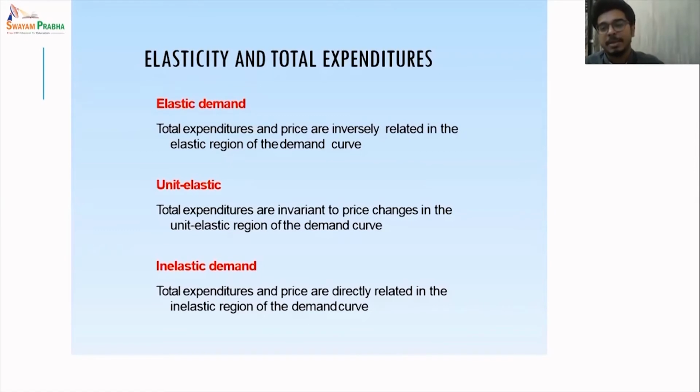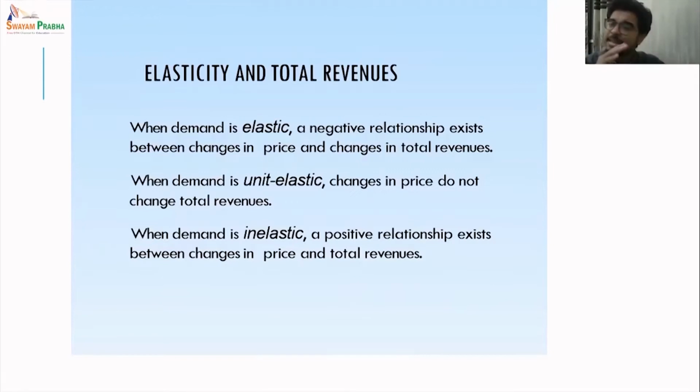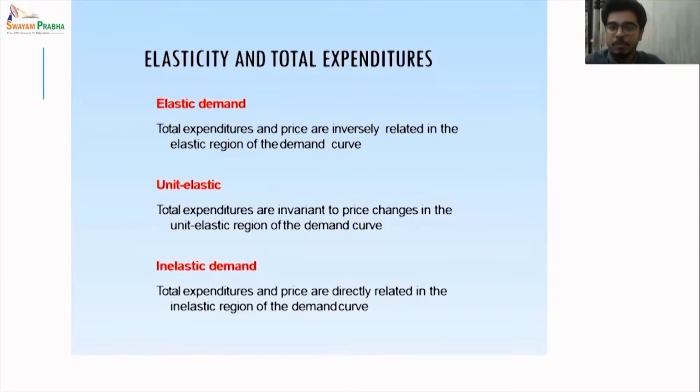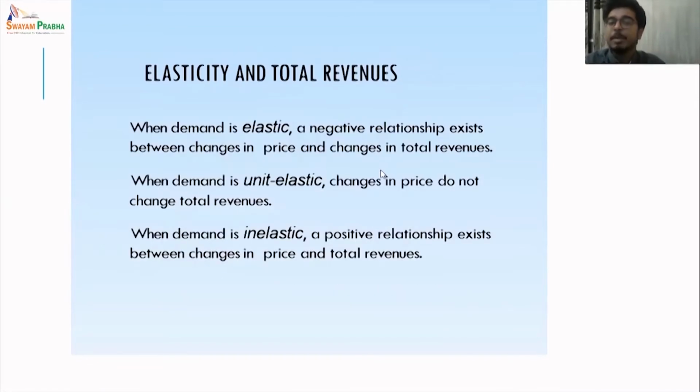So the total expenditure increases for inelastic demand, for those products where there is inelastic demand. The same thing we can observe between elasticity and total revenue. When demand is elastic, there is a negative relationship. Over here also inverse, right? So there is a negative relationship between price and changes in total revenue.